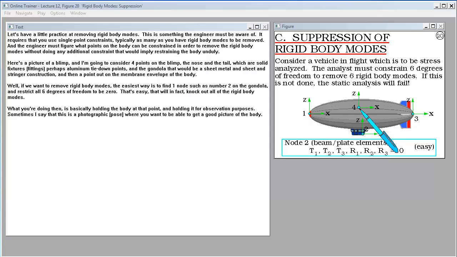Well, if we want to remove rigid body modes, the easiest way is to find one node, such as number 2 on the gondola, and restrict all 6 degrees of freedom to be 0. That's easy. That will, in fact, knock out all of the rigid body modes. What you're doing then is basically holding the body at that point and holding it for observation purposes. Sometimes I say that this is a photographic thing where you want to be able to get a good picture of the body.